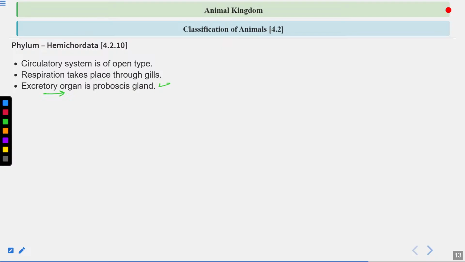Then let's talk about sex in the hemichordata. They have separate sexes, means they have distinct male and female reproductive organs. So the sexes are separate. They have separate male and female reproductive organs, so they are dioecious.